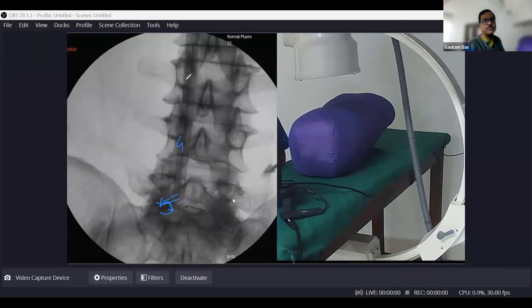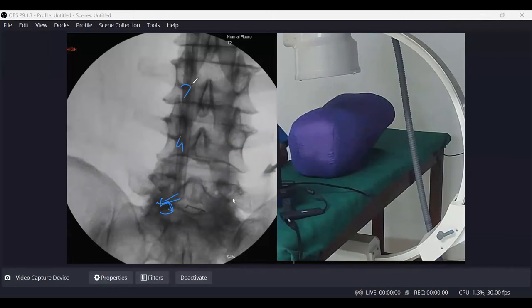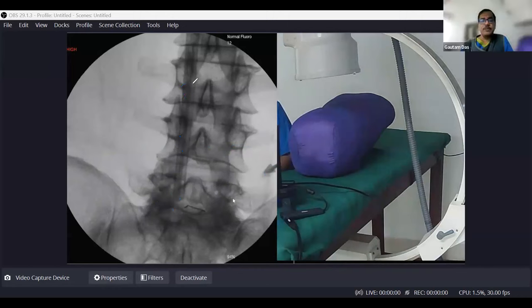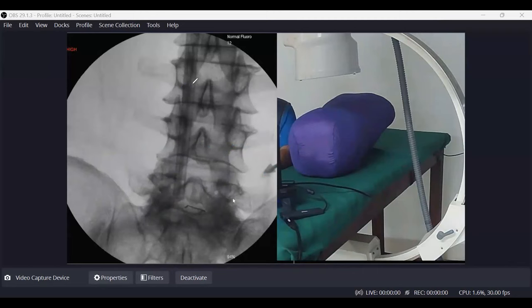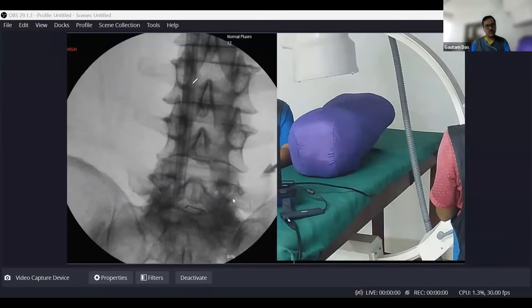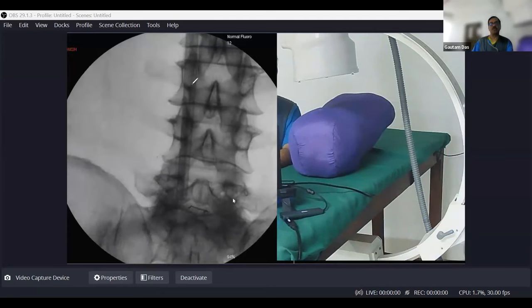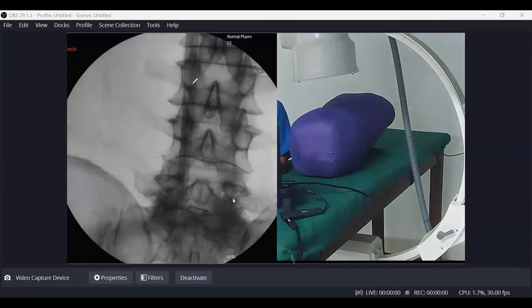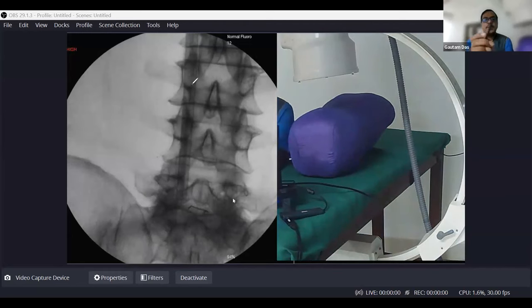This is L4. This is L3. What is important here, after I am having the true AP image. So first step is true AP image. Now we are having the true AP image. After we have the true AP image, the next step is to make the end plate parallel.